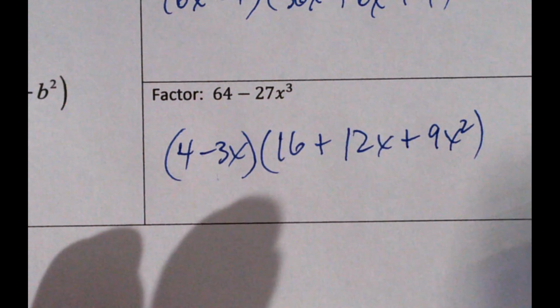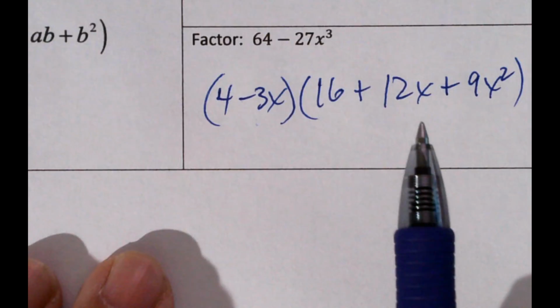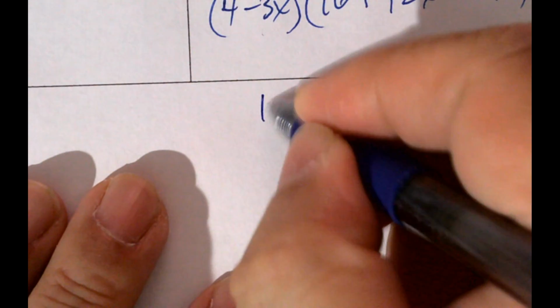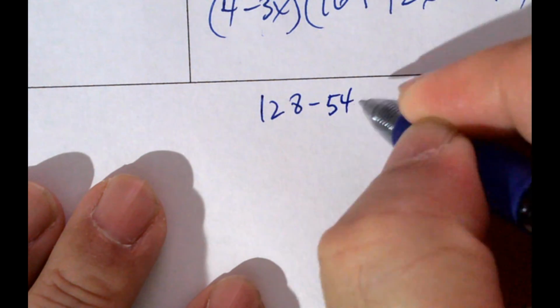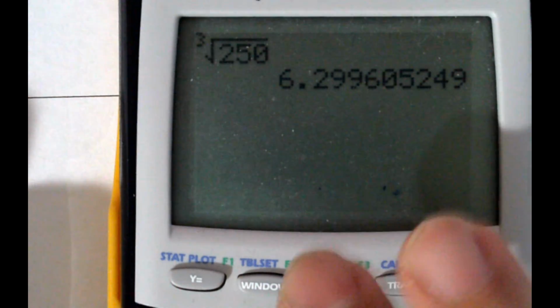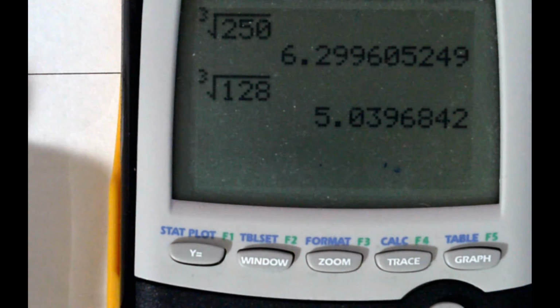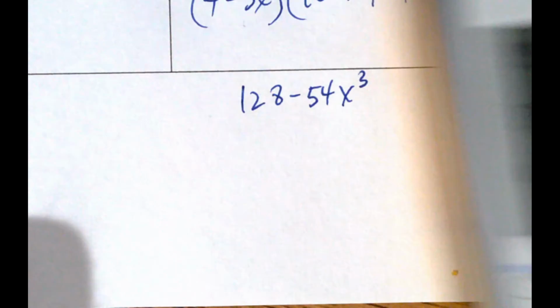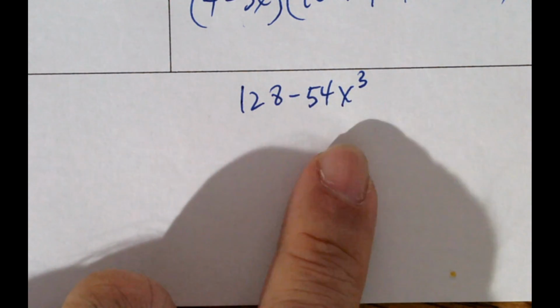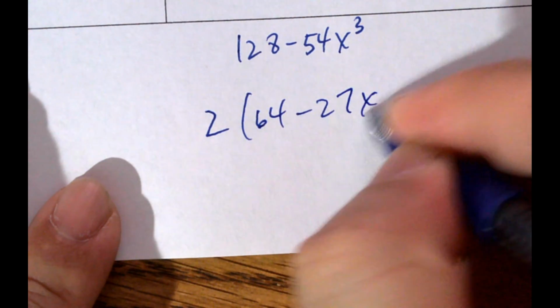The only thing that might throw you for a loop is that these two have a common factor. In fact, let's change it into a problem with a common factor real quick. So what if I had 128 minus 54x cubed? Okay, 128 looks good. But if you take the cube root of 128, you get a decimal number, right? But you will see that 128 and 54 have a common factor of 2. So if I divide both of them by 2, I get 64 minus 27x cubed.